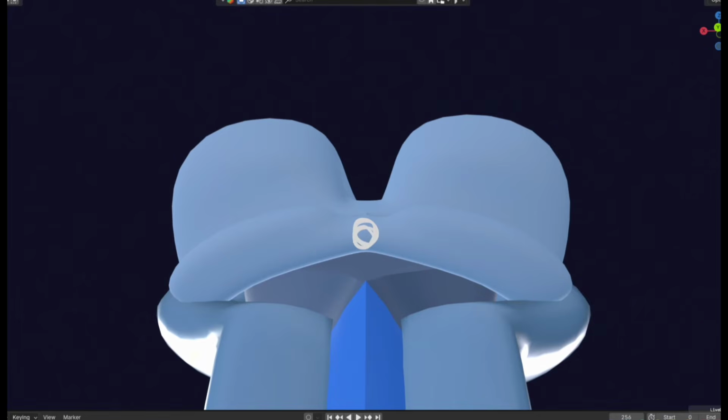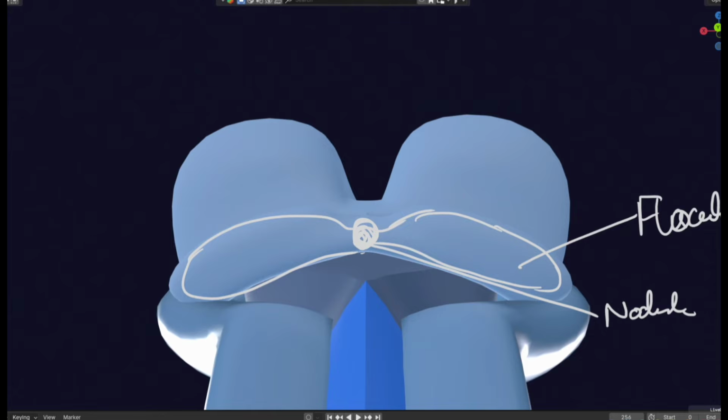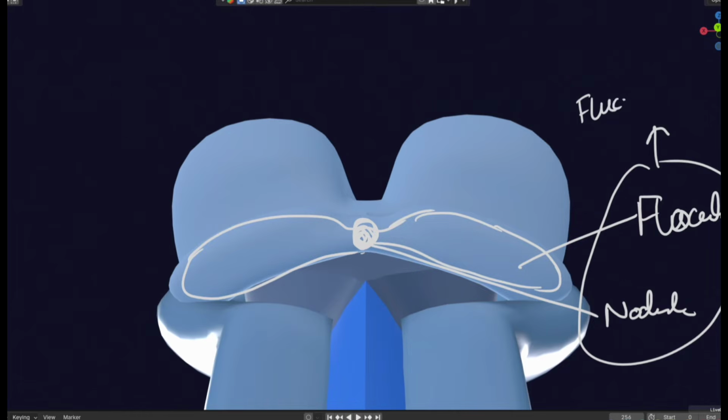This part is called the nodule, and these lateral parts are called the flocculus. And if you see them as a whole, they form a primitive part, as they say. It's the primitive part of the flocculonodular lobe. It is the primitive part of the cerebellum.